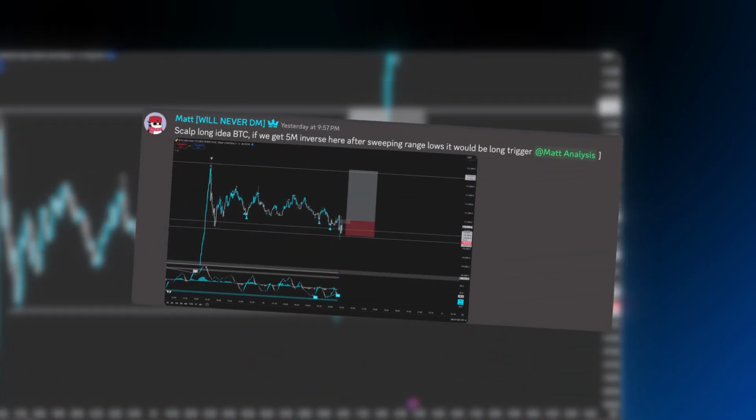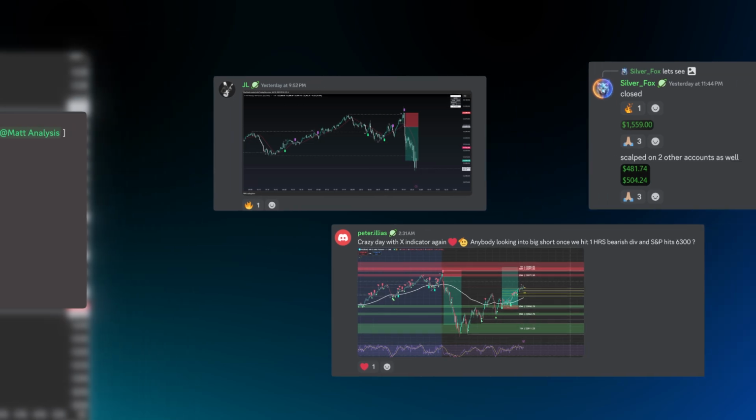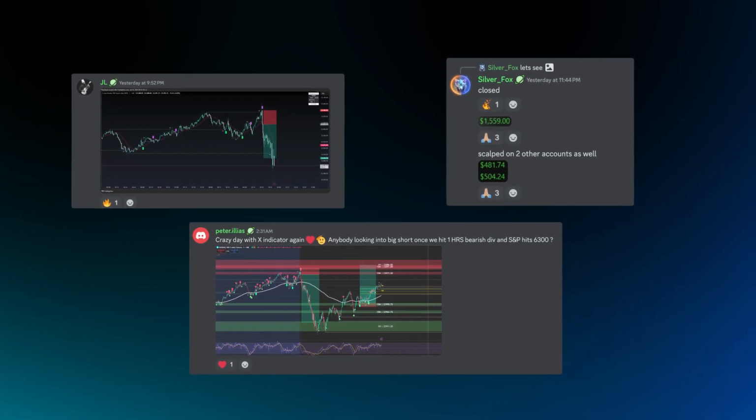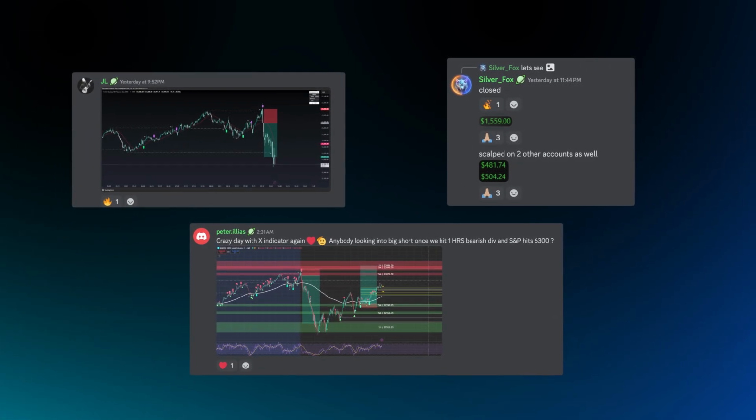This is the same system that I used to catch this long on Bitcoin this morning on the 5-minute, just for some more proof that I actually got in this trade and called it in advance. This is also the same system that allowed some of our users to catch this move on the 1-minute time frame on NASDAQ this morning.